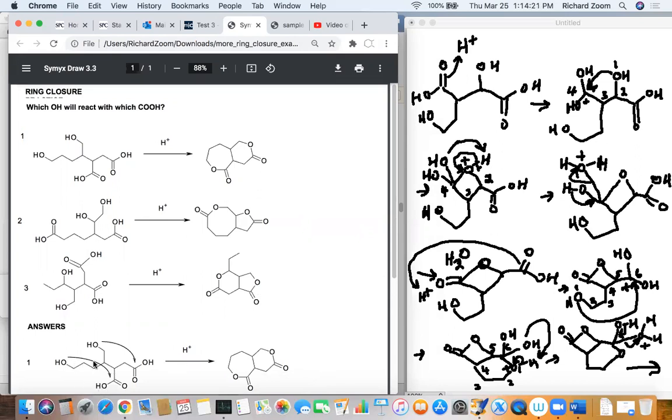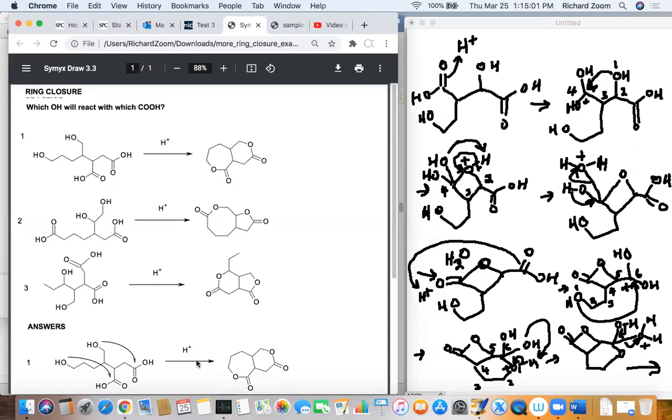So let's pretend that this OH was attacking the other C double bond O. Just for kicks. 1, 2, 3, 4, 5, 6, 7, 8. So that would be an 8-membered ring. And 1, 2, 3, 4, 5. And that'd be a 5-membered ring. So what we actually have here is a 7-6 system as opposed to an 8-5 system. They're both going to give fused rings, by the way, in this instance.